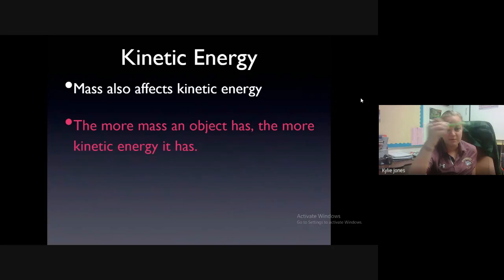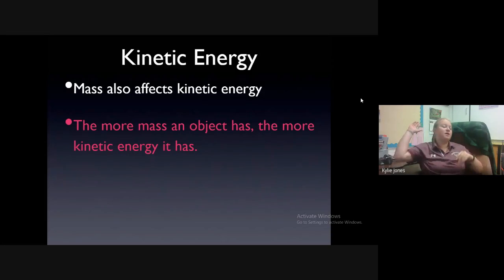Okay, well, we'll start here. The mass, which means the weight of something, will also affect the kinetic energy. So the more weight or the more mass an object has, the more kinetic energy it has. So if I try to throw a football, which is full of air, and I put the same amount of force behind it as I put behind a 10-pound bowling ball, which one's going to go farther?